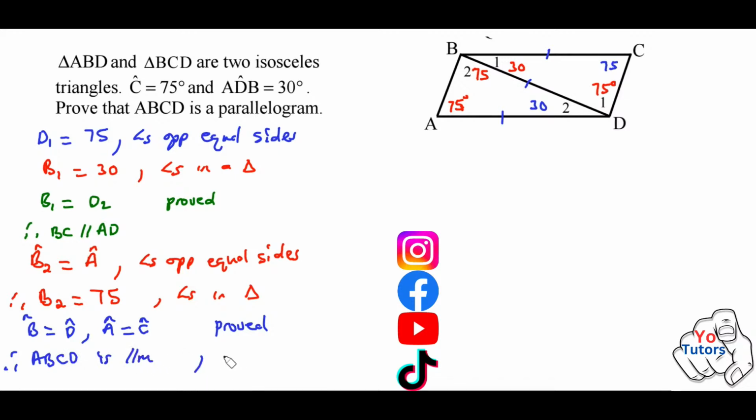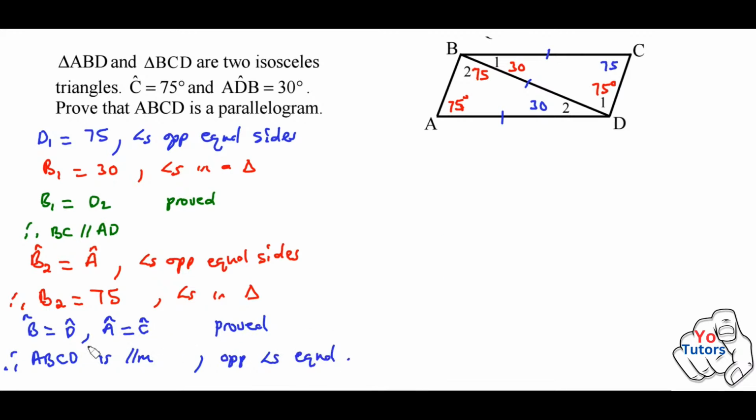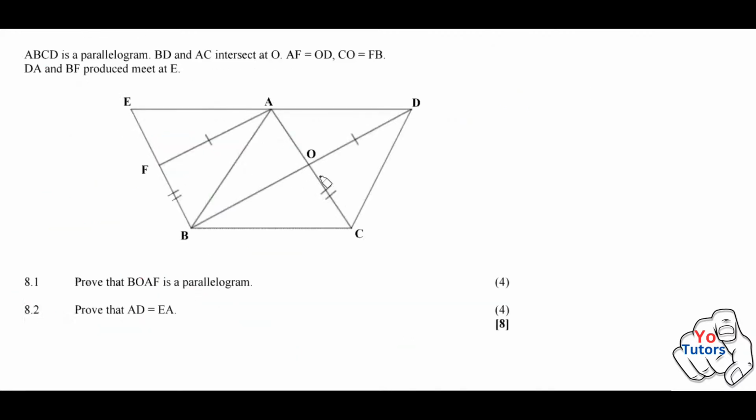Why do we say that? Because opposite angles of a parallelogram are equal. That's what we can say now. So this is how we are supposed to prove, guys, when you're proving that it is a parallelogram. Let's go on and see our last question.